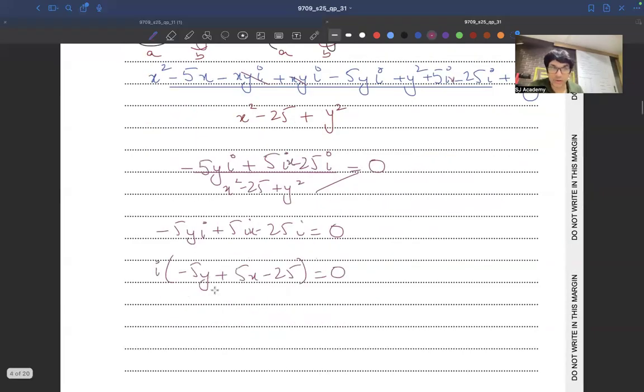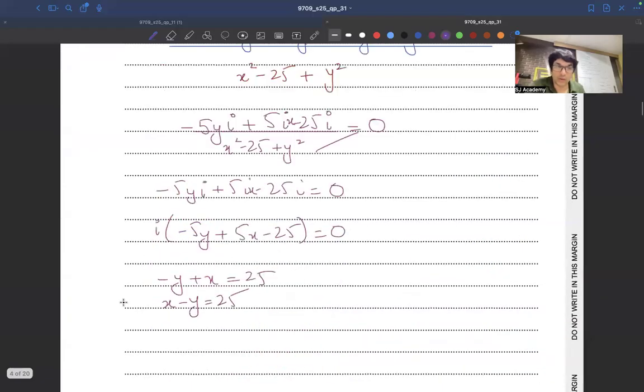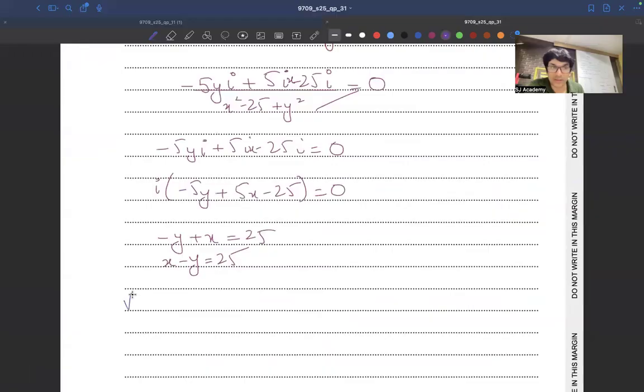Now, taking this coefficient equal to 0, and we can simply divide by 5 as well, we'll get −y plus x equals 5, or x − y = 5. Now, what we also know is that the modulus of z is √17. So the modulus of any complex number is given by √(x² + y²), and that is equal to √17. We can take x equal to 5 plus y.